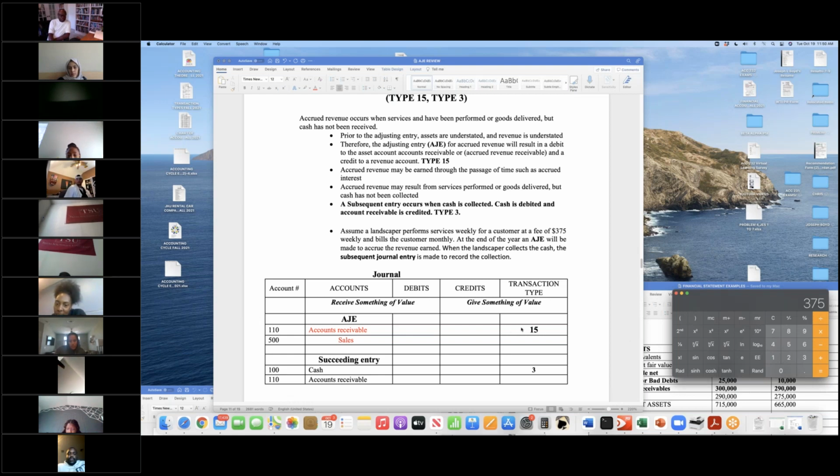Notice how tight, a 15 and a 3. And so there are 4 weeks in December. And what would that mean? How much does the landscaper want? How much is he going to send the bill out at? $1,500 sounds good to me. Yep.